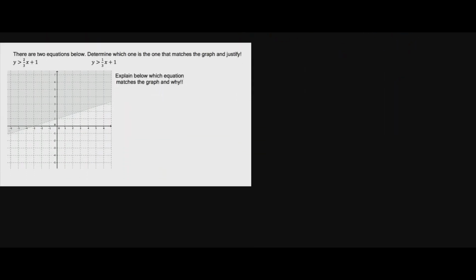So let's look here. There are two equations below. Determine which one is the one that matches the graph and justify. Well, first things first, what's the starting value? Well, I see the 1 out here, which doesn't have an x next to it. That tells me it's the starting y value or the y-intercept, and they all have that there. Well, look over here at the inequality. It says y is greater than on the left, and on the right, it says y is greater than. So what does that mean? Well, that means the line needs to be a dotted line. Does this graph here have a dotted line? Well, it does. So there it is.